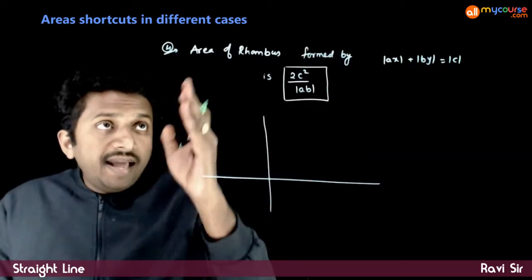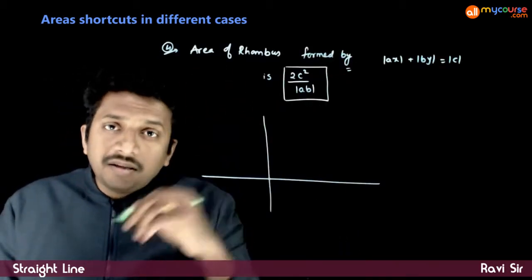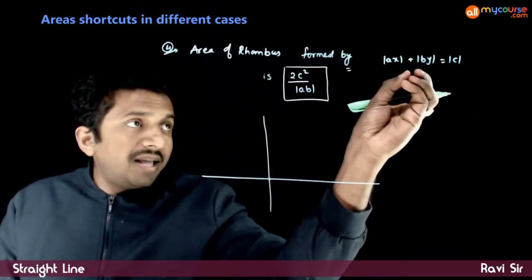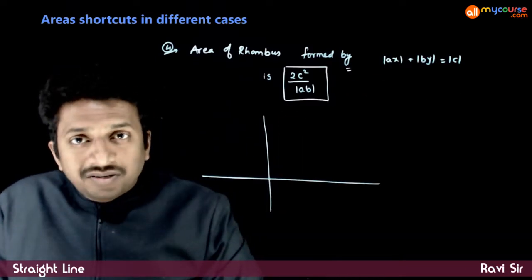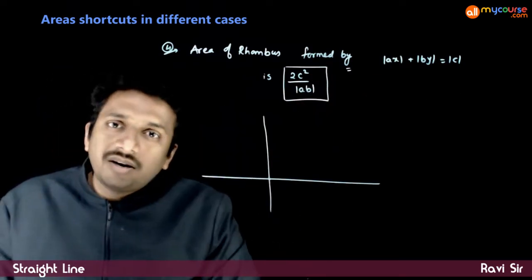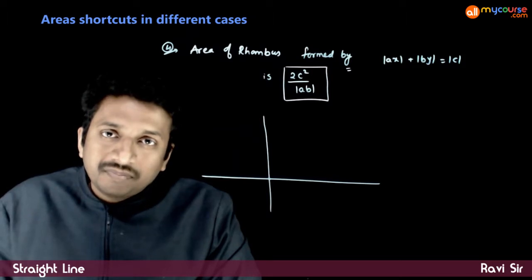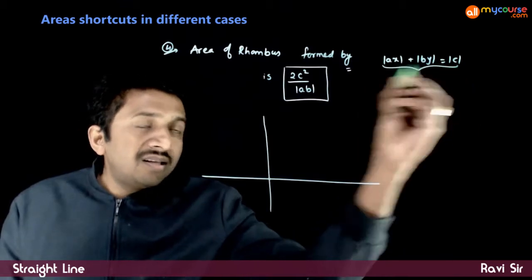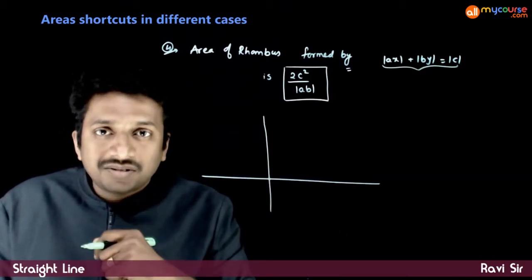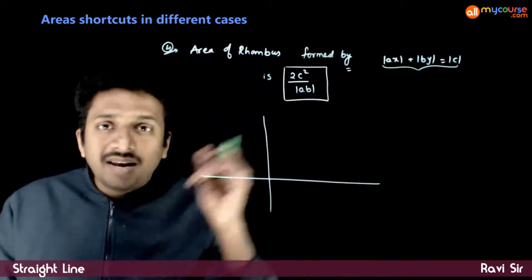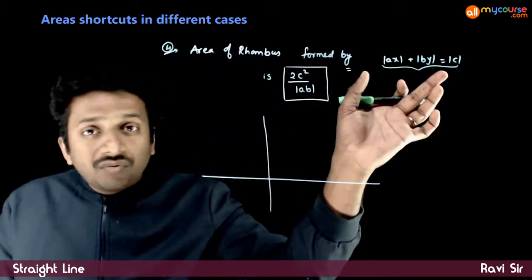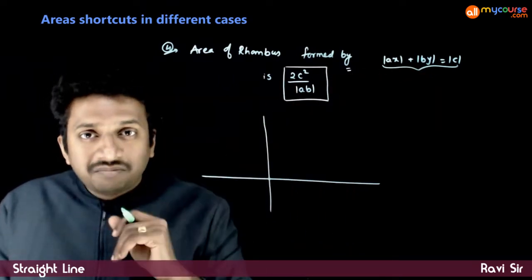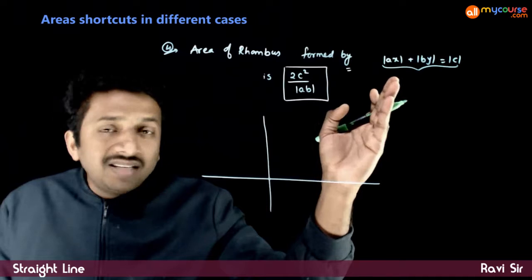Next, the area of the rhombus formed by the lines with the equation mod a x plus mod b y equal to mod c is 2c square by mod ab. How do we analyze this? Why does this equation represent a rhombus? Let us try to analyze this equation. This is an equation involving modulus, so obviously first we need to remove the mod depending on what the signs of x and y are.